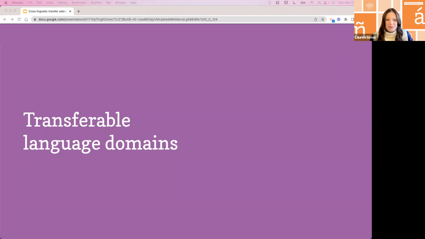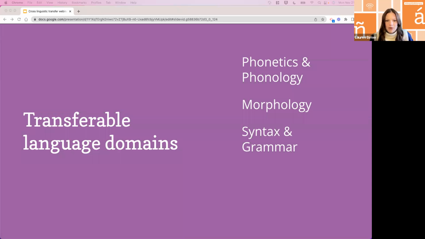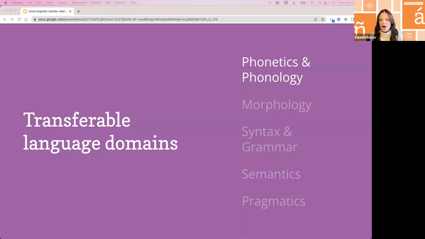So as she just mentioned, we are going to be spending our time now thinking about the domains of language that can be used to promote cross-linguistic transfer. So that includes phonetics and phonology, morphology, syntax and grammar, semantics, as well as pragmatics. And while components of these domains might overlap, it can be helpful to think of them individually and how they'll impact language and literacy development. So we're going to take a look at some examples of cross-linguistic transfer that fall into phonetics and phonology first.